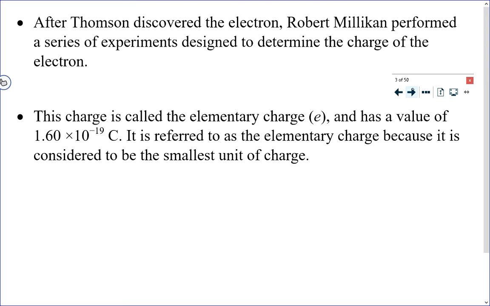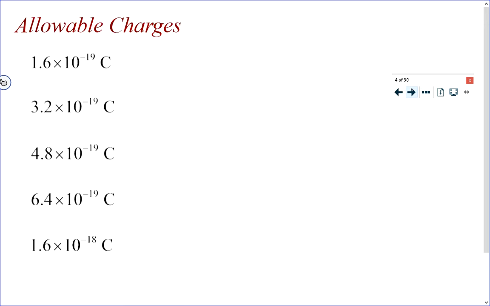Of course, we now know that the charge of an electron, which we call the elementary charge, has a charge of 1.60 multiplied by 10 to the negative 19 coulombs. And we call it the elementary charge because it's the smallest unit of charge. You've learned that objects are allowed to have charges as long as those charges are multiples of the elementary charge or of the charge of an electron.